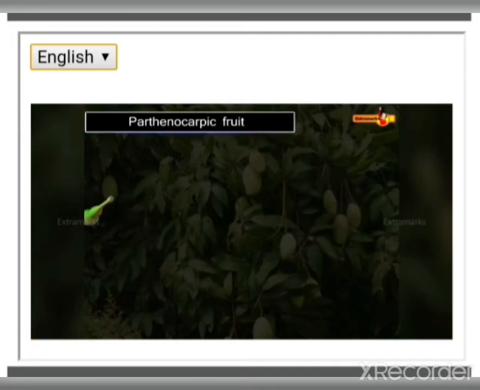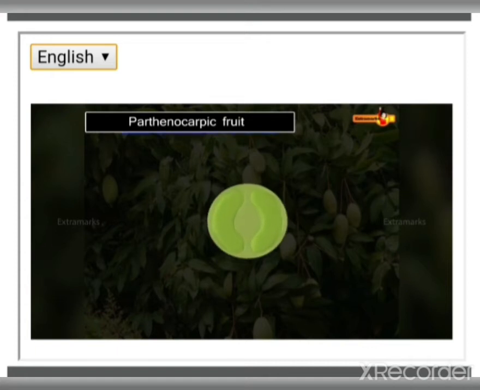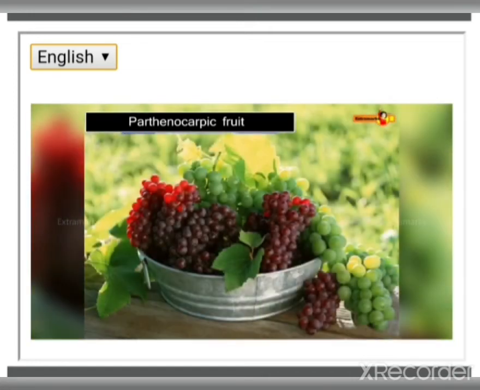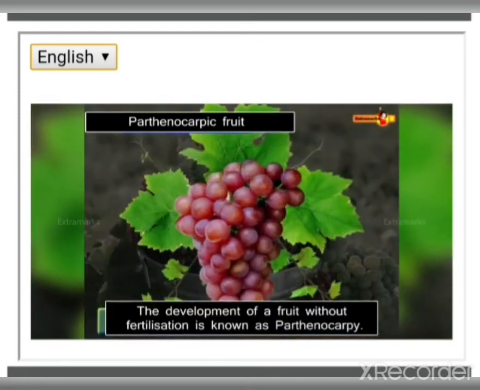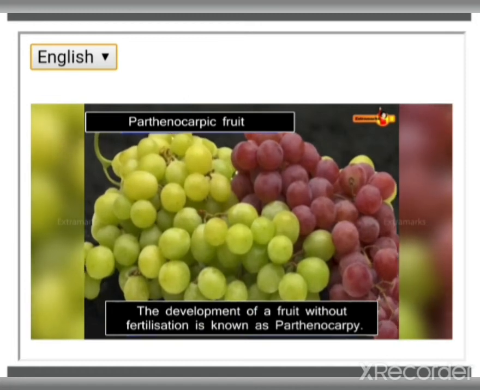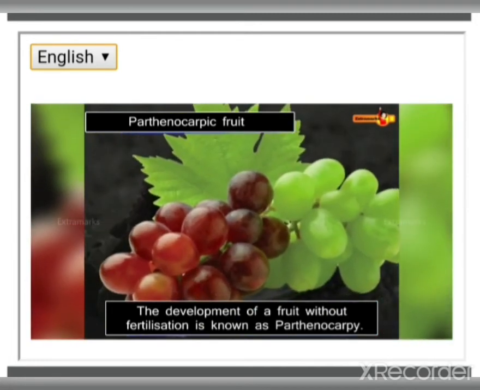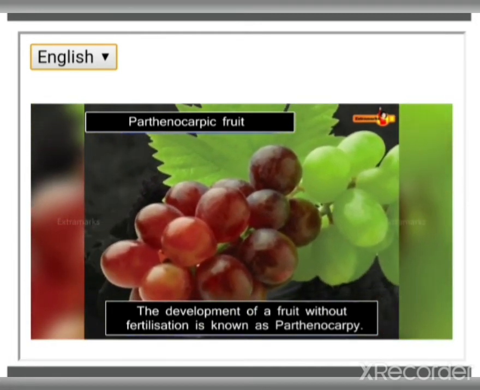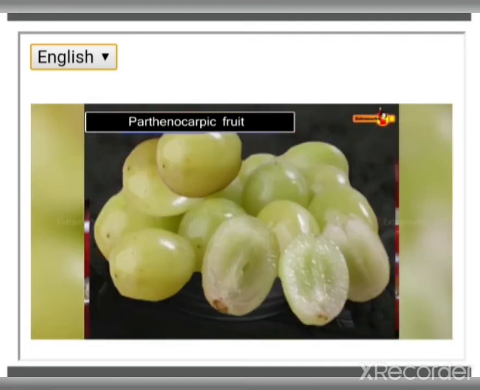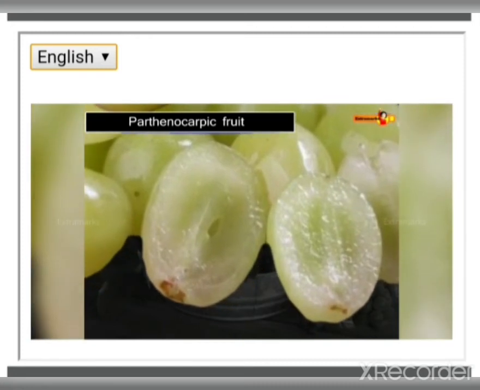In the absence of fertilization, the seed fails to develop. Consequently, the ovary does not mature into a fruit. Still, some fruits like grapes develop without fertilization. The development of a fruit without fertilization is known as parthenocarpy. Parthenocarpic fruits are seedless fruits.